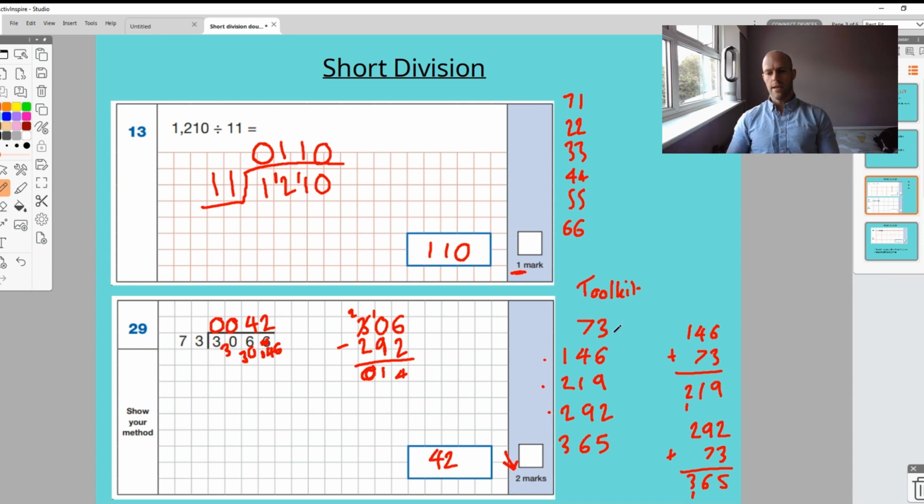I've done everything I needed to, and even if I did make a slight error somewhere, I think we've got enough here with the toolkit, the column addition, and showing our working to at least get 1 mark, even if we did happen to make a small slip up. We want to come away with this with something. Don't try and do it in your head.